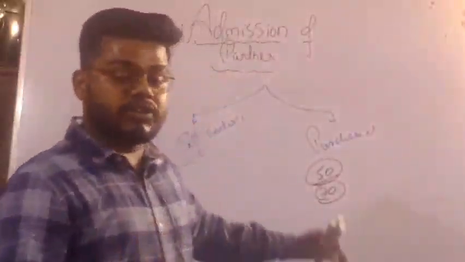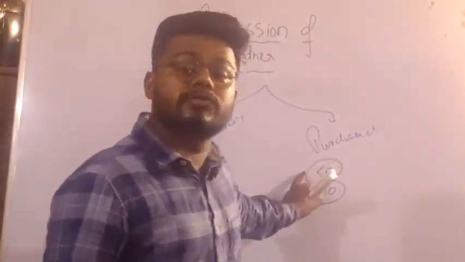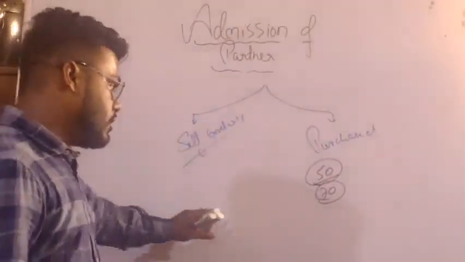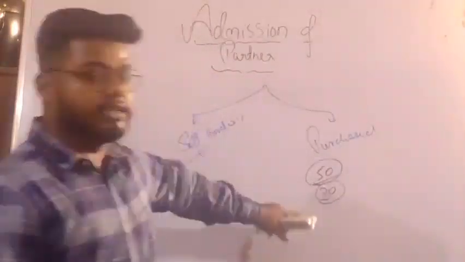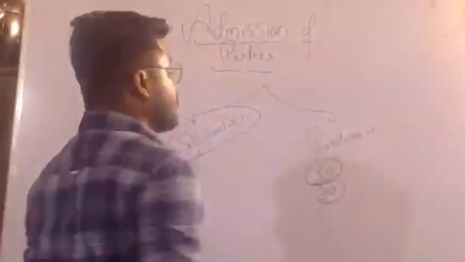Okay? You will read this topic in your issue of shares chapter. Okay, sir, there is a consideration other than cash. You will get this: purchased goodwill. Okay, sir. Sir, what is self-generated?